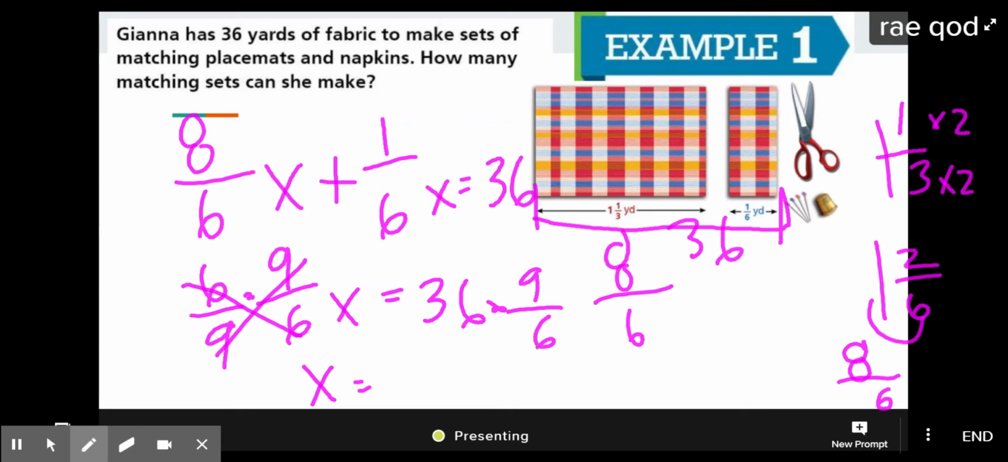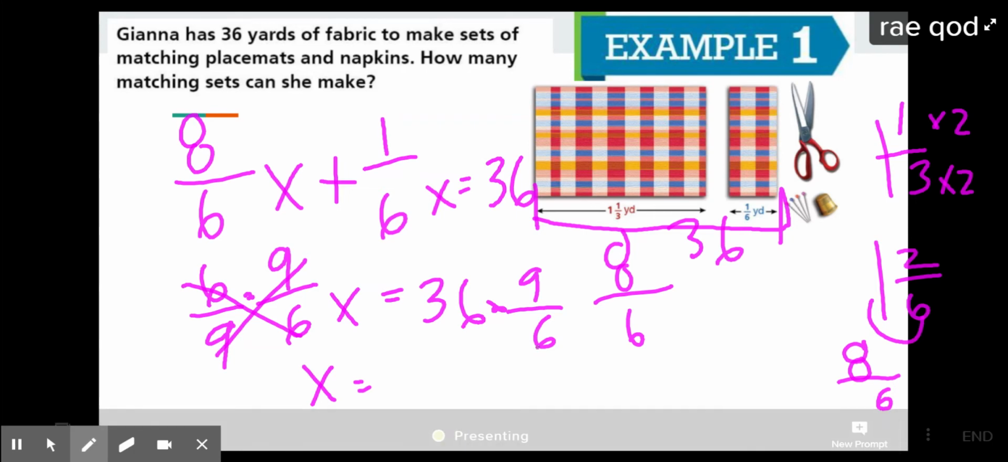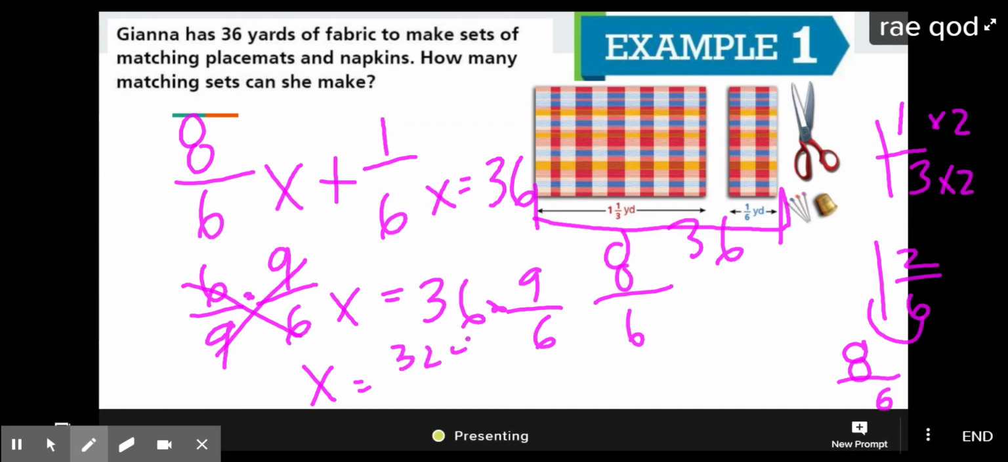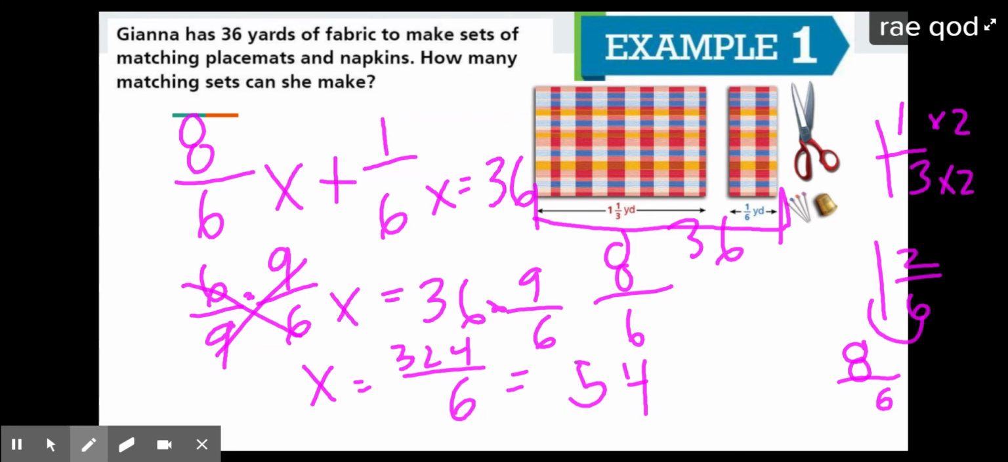Well, 36 times 9, I don't know that off the top of my head. 36 times 9, I get 324 over 6, which I can divide out. I get 54. So she can make 54 sets. Which, hold on, that doesn't sound right. I'm not remaking this video. It's only 24 sets, so let's see.